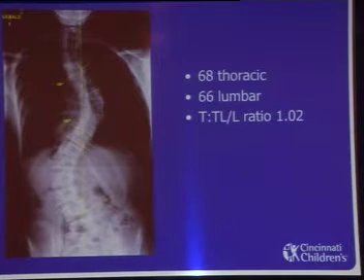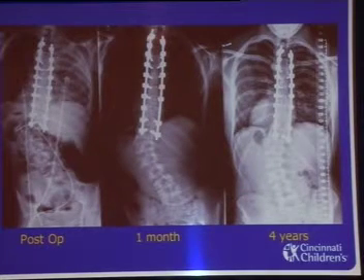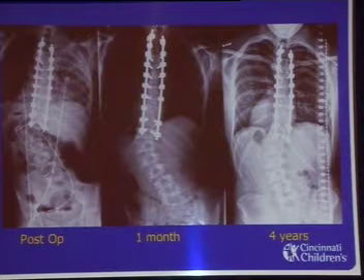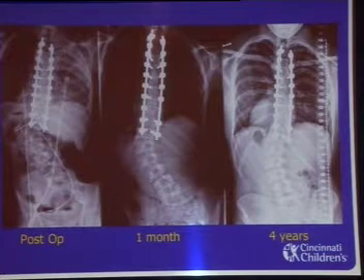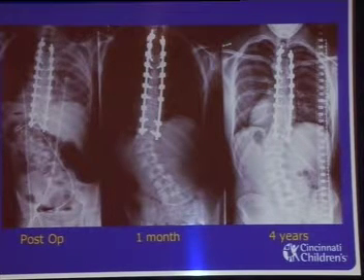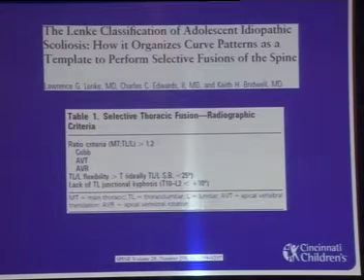Now, this is a ratio that I've put in all the slides, which we'll see is really important to look for. This is a Lenke 1C curve, as you can see here. And we did a selective thoracic fusion, and this is what happened to that patient. Post-op, 1 month later, 4 years later, it's a little bit better, but not perfect.